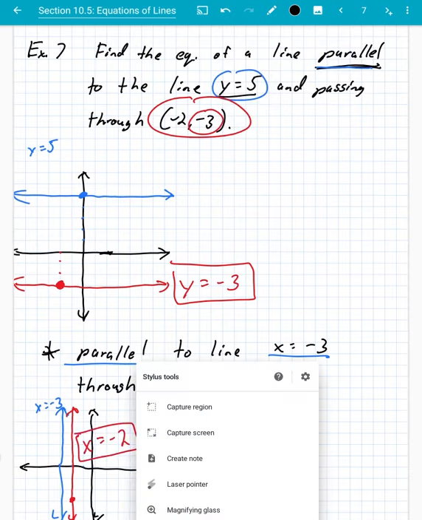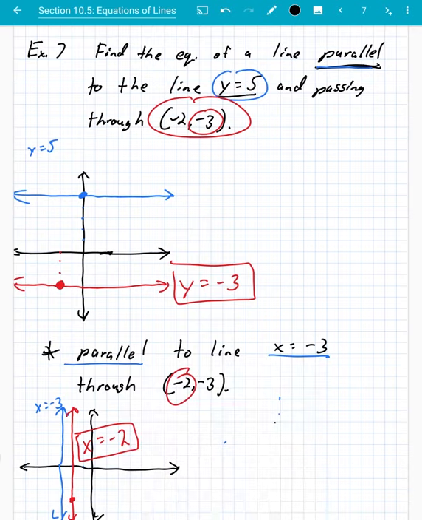So notice the difference between them. Notice if it says parallel, our line given to us is going to have the same variable. Parallel means same variable. So y to y, x to x. But you might have a different problem on your homework.